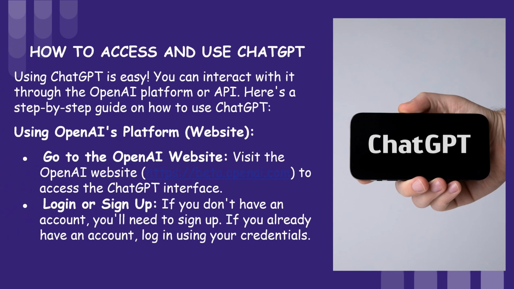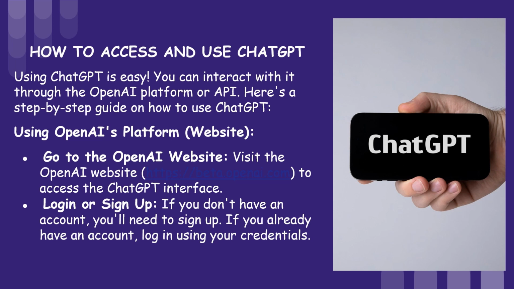How to access and use ChatGPT. Using ChatGPT is easy. You can interact with it through the OpenAI platform or API. Here's a step-by-step guide on how to use ChatGPT using OpenAI's platform website. Go to the OpenAI website. Visit the OpenAI website, https://beta.openai.com, to access the ChatGPT interface.